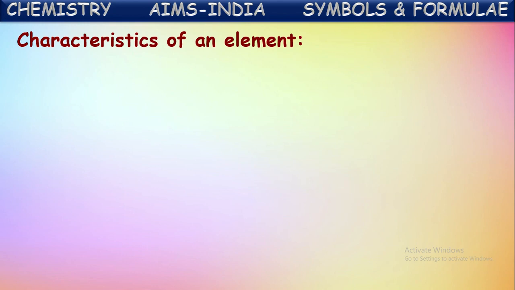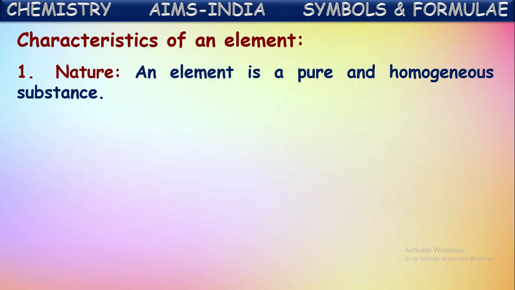What are the characteristics of an element? Let us see one by one. First, the nature of an element is a pure and homogeneous substance. That means any element is made up of only one kind of atoms, so it is pure enough, and it is homogeneous too.